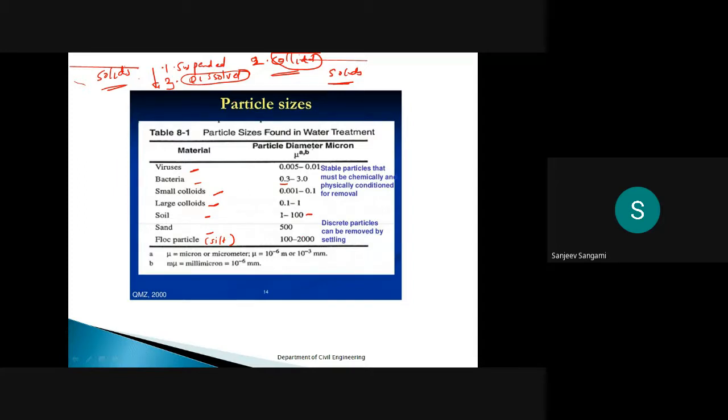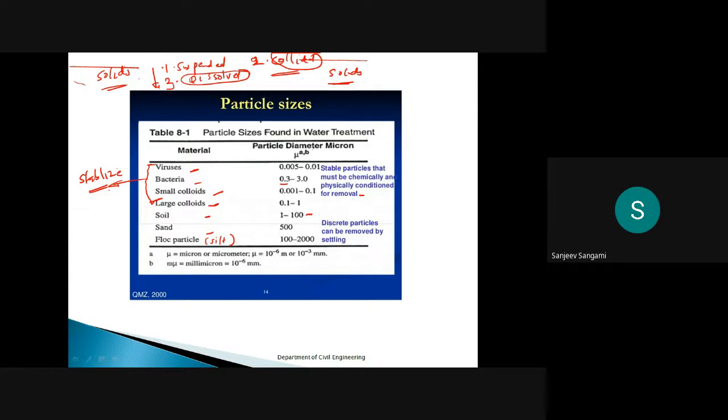Viruses, bacteria, small colloids and large colloids: these particles must be chemically and physically conditioned for removal. Normally, up to small colloids, you have to stabilize them first. You cannot remove all these things directly with the help of the sedimentation process.